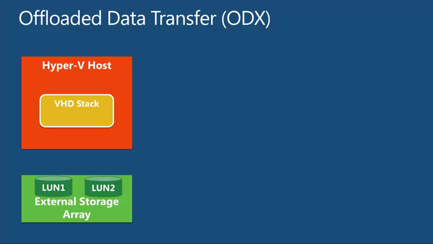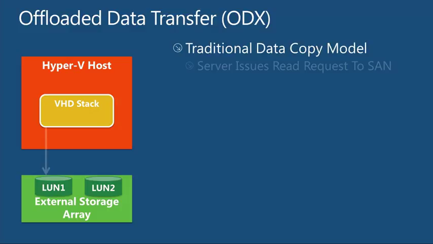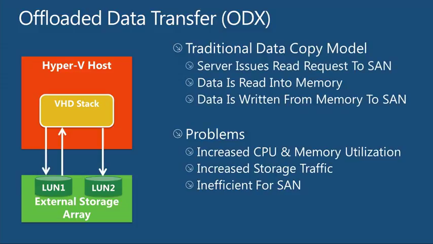ODX is Windows Server exposing new capabilities from the SAN. And the summary is that in the past, if you needed to copy data from one location to another on a SAN, Windows would pull that data off the SAN, store it in memory, and write it back to the SAN. And it would do that in chunks over and over again. And frankly, this is crazy. You know, we're generating a lot of traffic, and these days, SANs are very intelligent.